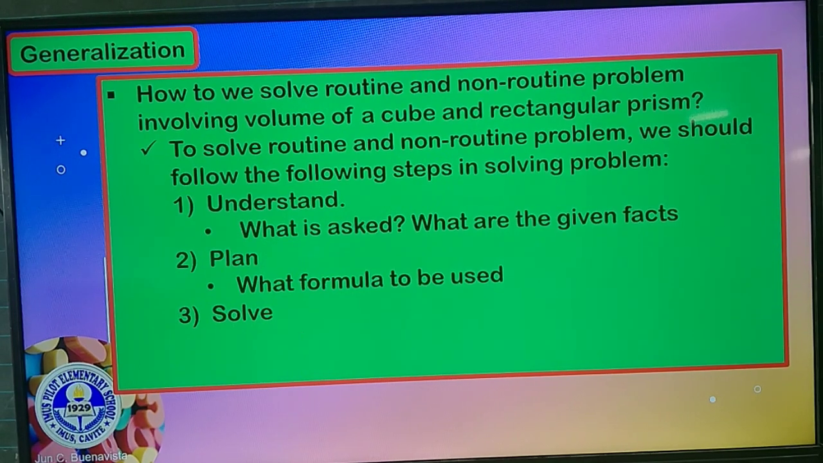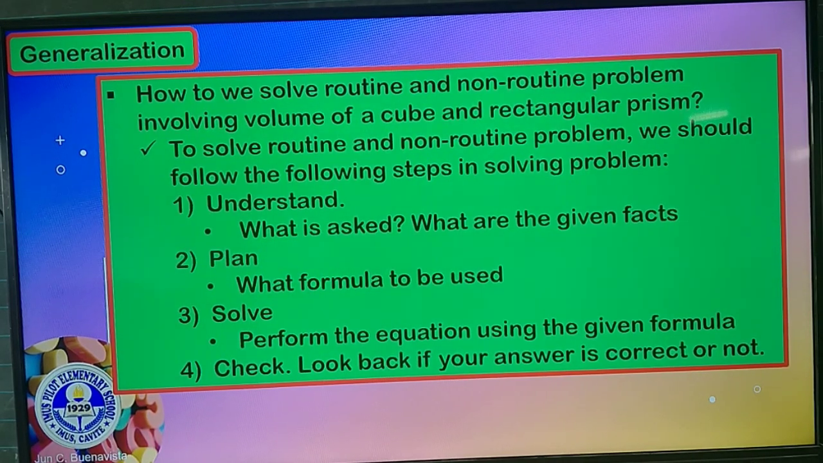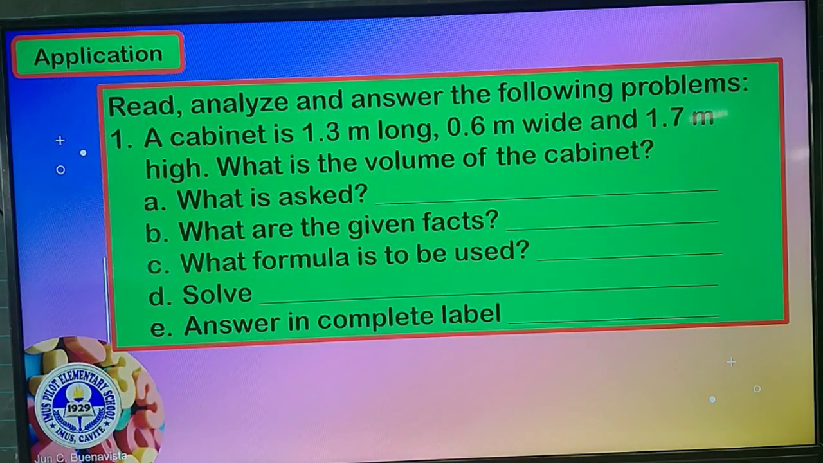Then after you solve, you are going to check. You are going to look back if your answer is correct or not, or your answer makes sense. Okay? Alright, so that is how to solve the word problem and how to create a reasonable problem solving with reasonable answer. Okay, now it is now your time to do your task. Get your paper and write your answer for the following problems. Okay, so let's have this: read, analyze, and answer the following problems.